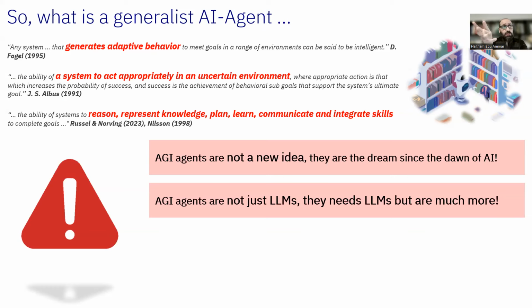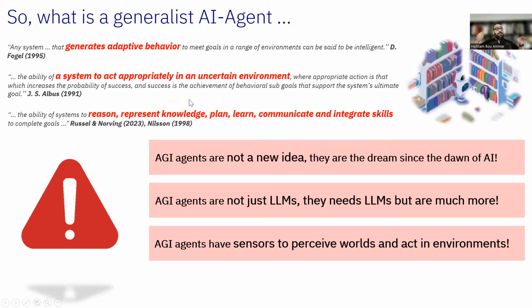Two, which I think is the more critical point to mention here, AGI agents or artificial general agents are not just large language models. They will need large language models, as a form of prior, as I will describe later. However, they need to go beyond large language models because they need to act in uncertain environments, and they need to plan how to act in these uncertain environments, and maybe they need to communicate with other agents, humans, or the environment itself.